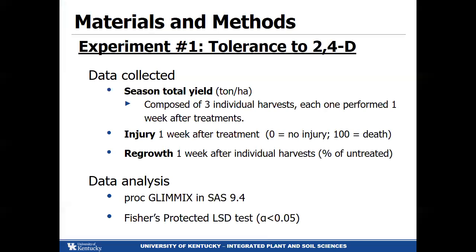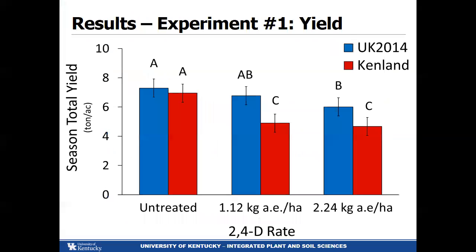Each individual harvest was performed 1 week after the 2,4-D treatments. We also collected injury at the occasion of harvest, so also 1 week after the treatments, on a 0 to 100 scale. This is visual evaluation, being 0, no injury, and 100, the death of the plots. And we also collected regrowth 1 week after the harvest. Then we evaluated these as a percentage of the untreated plots. Analysis was performed in SAS and PROC GLIMMIX, and means separated by the LSD test at 0.05.